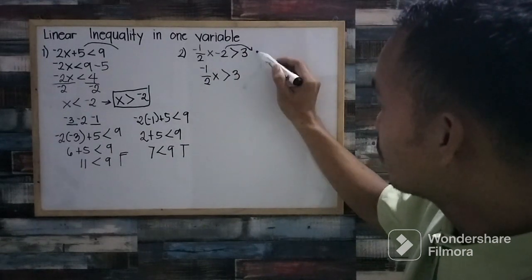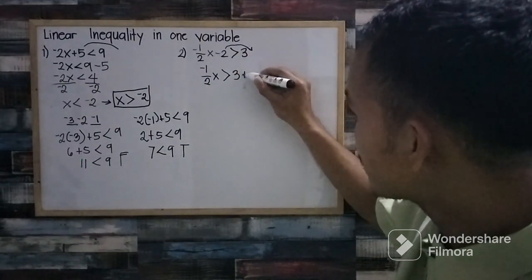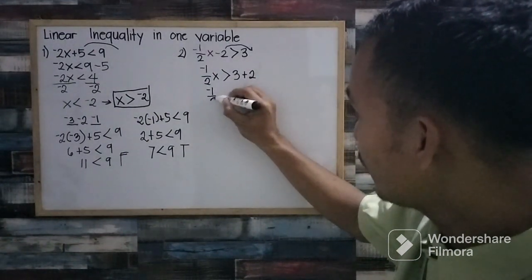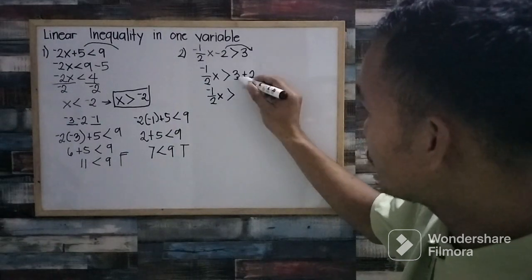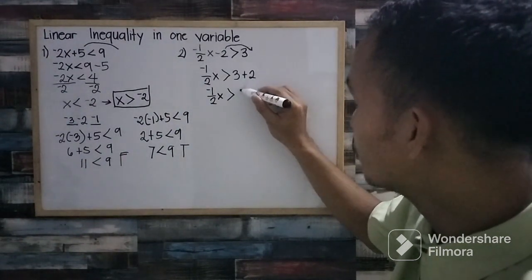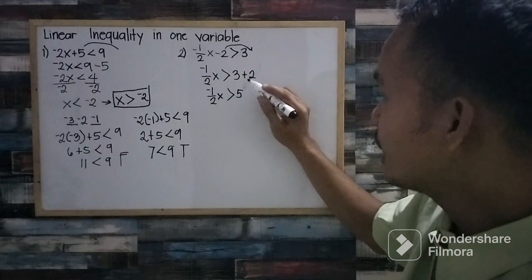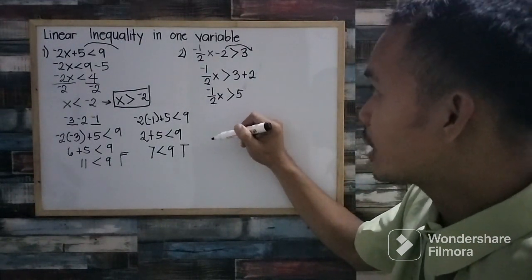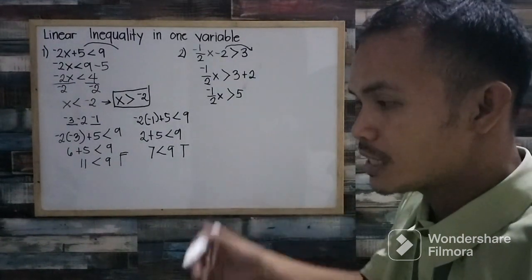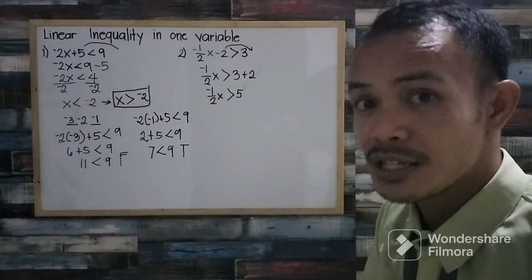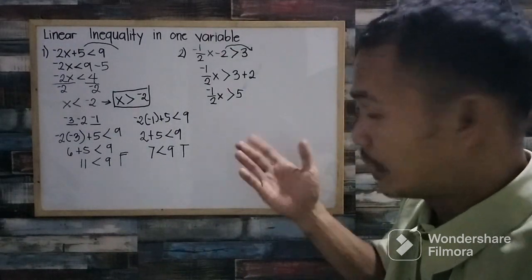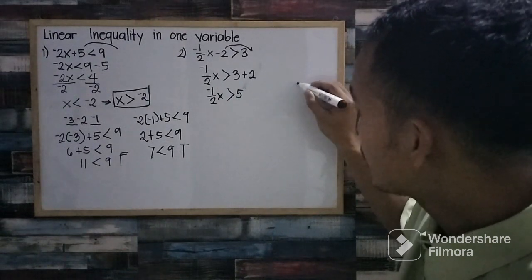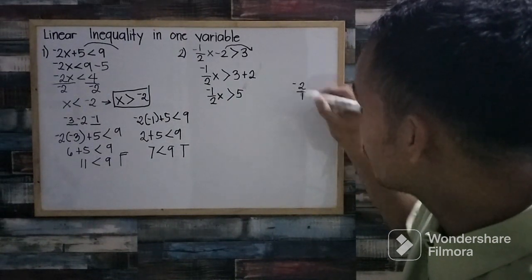So, negative 2, i-move natin. So, that becomes plus 2. Right? So, just copy negative 1/2 x is greater than 3 plus 2, that is 5. Okay? So, meron tayong coefficient na negative 1/2. So, ano ba yung gagawin natin? Since our coefficient is a fraction form, you have to take the reciprocal of it. Okay? So, negative 1/2, yung reciprocal niya is negative 2 over 1.